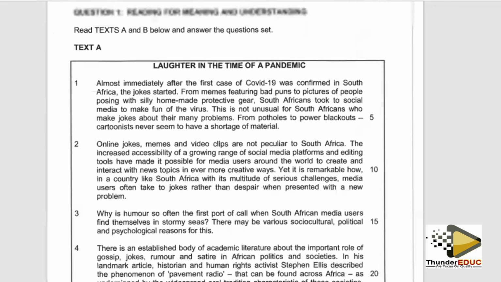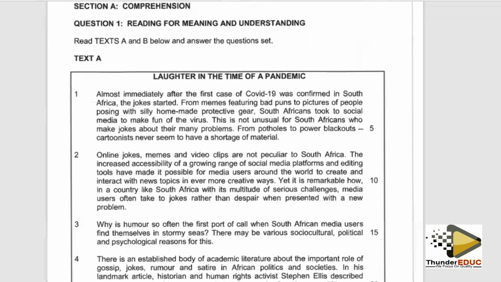We have our Section A, that is our comprehension. We must read for meaning and understanding. We always have suggested that you skim, you scan, and then you also comprehend. So please, let's make sure that we try and understand so that we do not struggle with the questions.